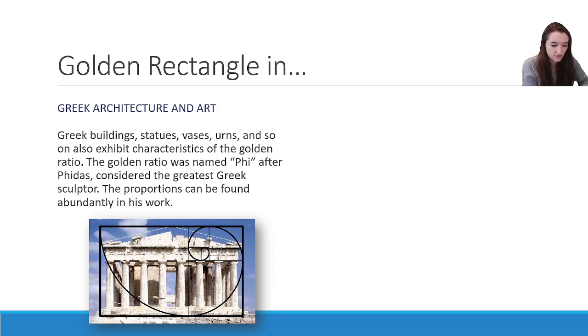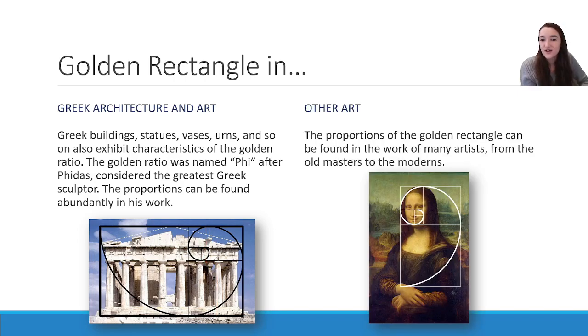So the heights of the columns are the square within that rectangle. The heights of this sort of area, I don't really know what to call it, but this area right here fits into the proportion versus the height of the roof, etc. So we can also find it in a lot of other art. Art that is considered to be very beautiful often fits into golden proportions.